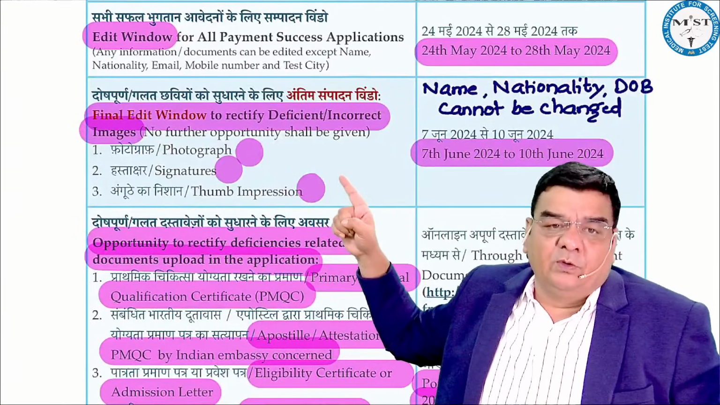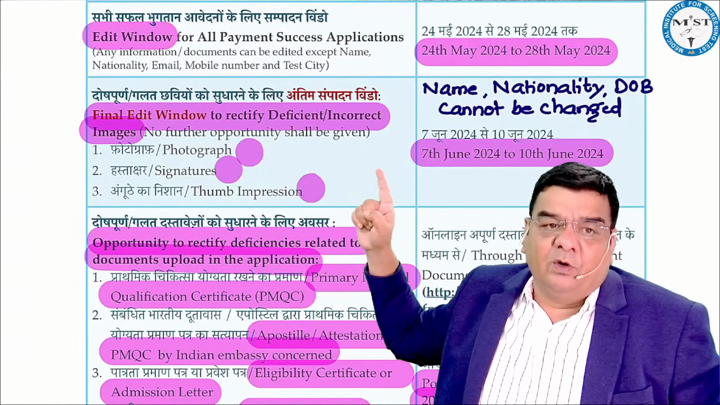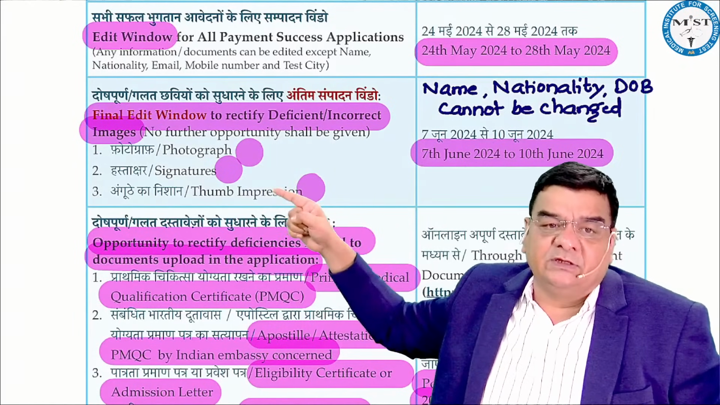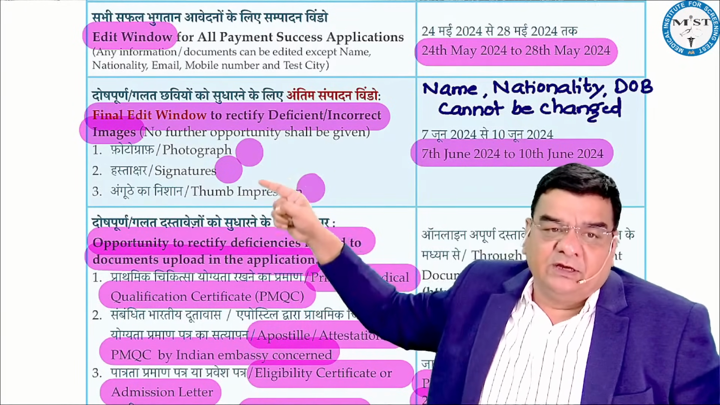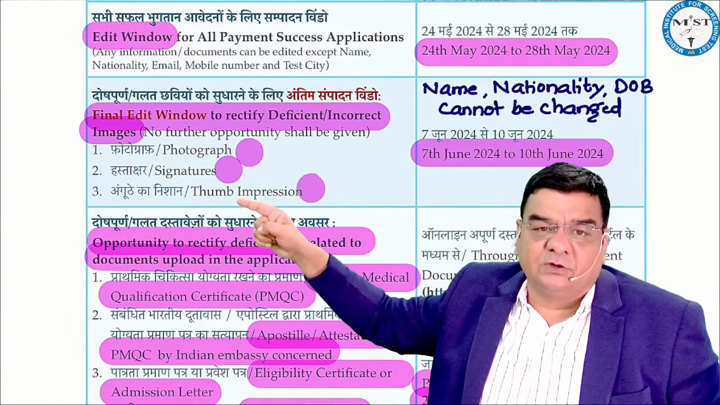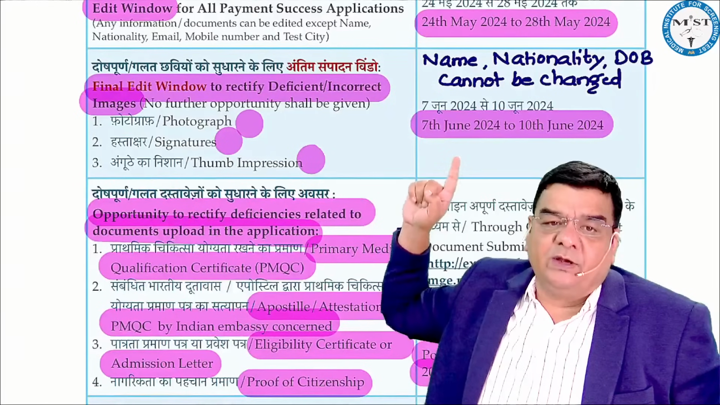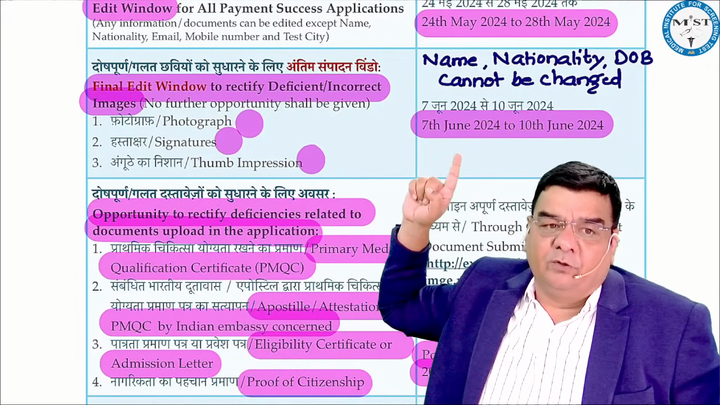Another edit window to rectify any deficient or incorrect images, like photograph, signature and thumb impression, will open. If there is any deficiency in the photograph, signature or thumb impression, then you will get the edit window from 7th June 2024 to 10th June 2024.